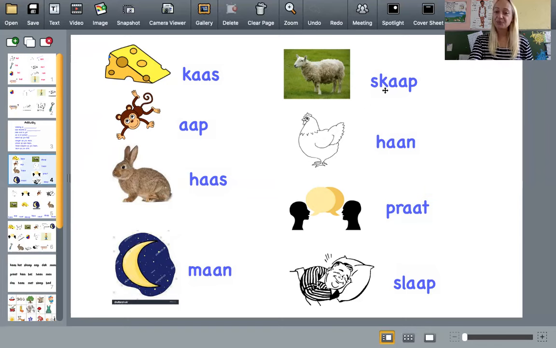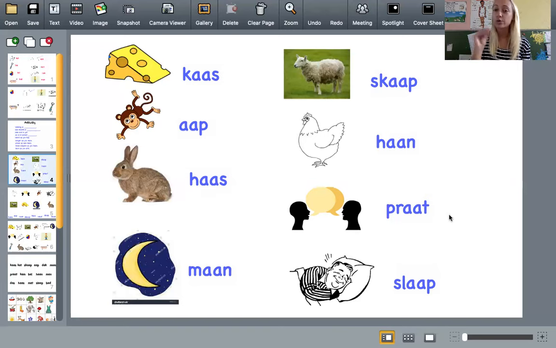We have a sheep. In Afrikaans, the word for sheep is skaap. S, k, a, a, p. Skaap. And then we have a rooster. A rooster is the daddy chicken, and a rooster is a haan. Haan. Good. I know a lot of people get confused between the haan and the haas, the rabbit and the rooster. So we must just remember those.